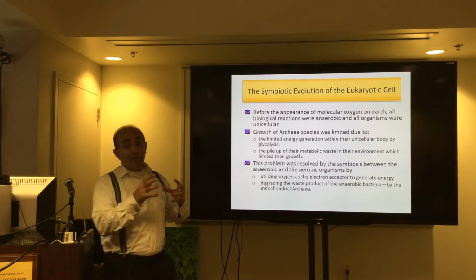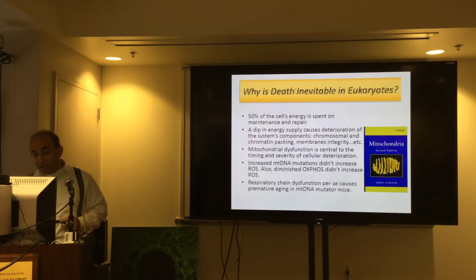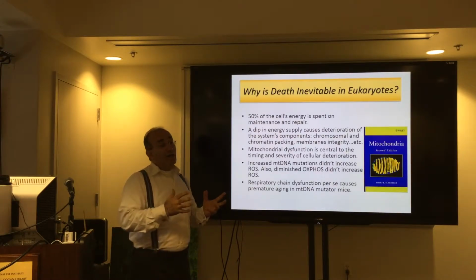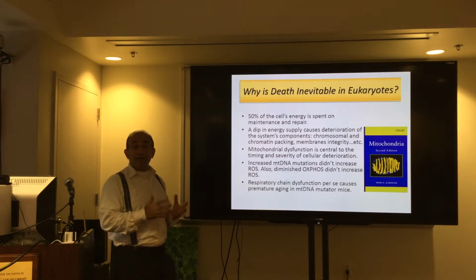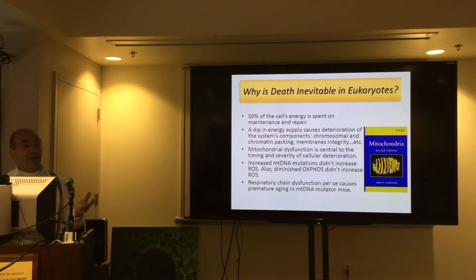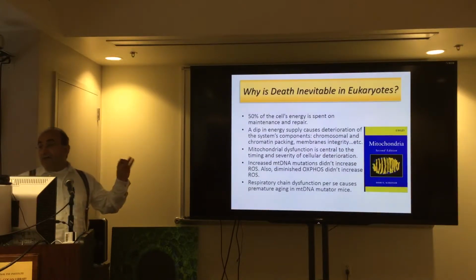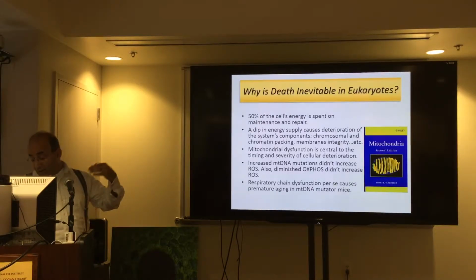With all of that also came a problem, and that is the vulnerability of the system. Because the eukaryotic cell is vulnerable to death, there are several ways that it can die. The eukaryotic cell spends 50% of its energy on maintenance, basically maintaining the membranes, packing the chromosomes, coiling the DNA. So any dip below the 50% makes the system vulnerable to death. One of the main vulnerable aspects of the mitochondria is the respiratory chain. Nothing affects the bacteria, or the mitochondria in this case, like damage to that system. This is where death actually happens.